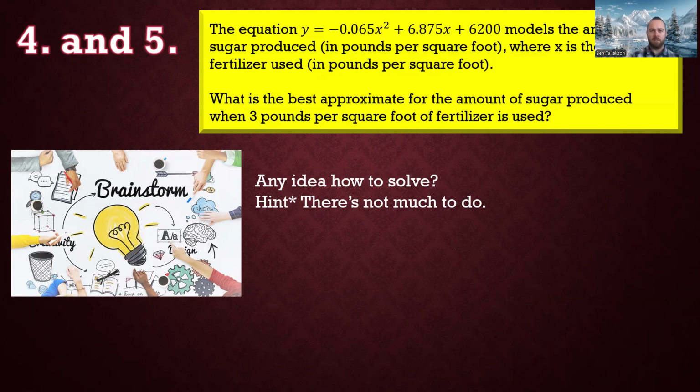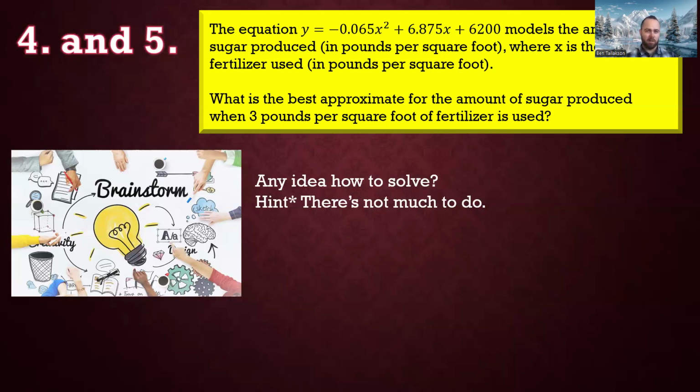Because there's decimals. And we're told this models the amount y of sugar produced. So when you solve for y, it will tell you how much sugar is produced in pounds per square foot, where x is the amount of fertilizer used. Okay, so x is the fertilizer, y is the sugar in pounds per square foot. And they want to know what the best approximate for the amount of sugar produced when 3 pounds per square foot of fertilizer is used.